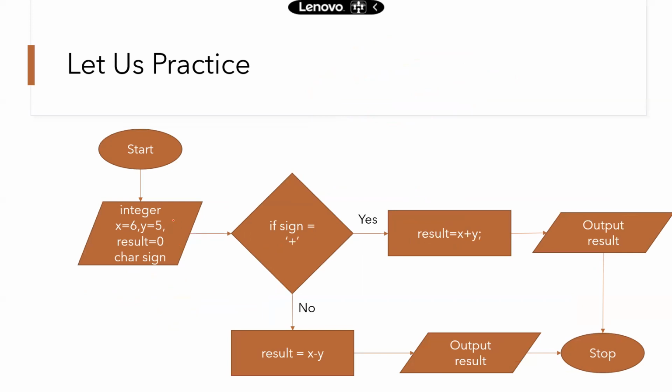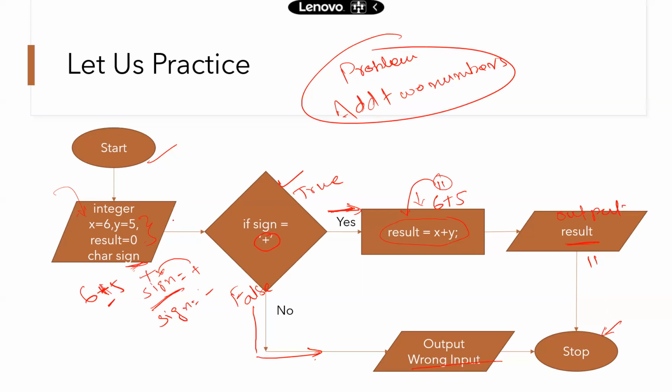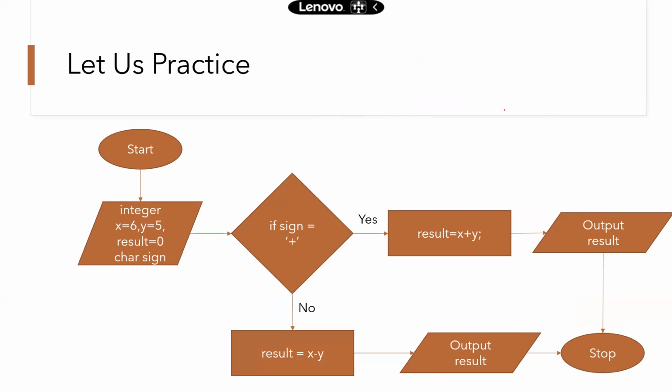Moving onwards, this is another case where we don't want an output from a wrong input, but the problem remains the same. We want to add two numbers, but in the next flowchart over here, we want to add two numbers, right? Or subtract two numbers.